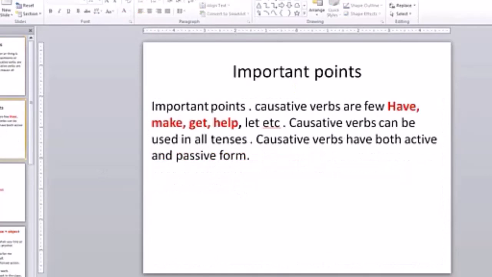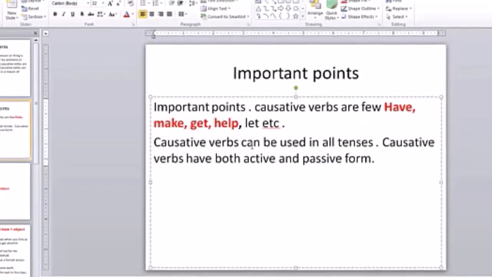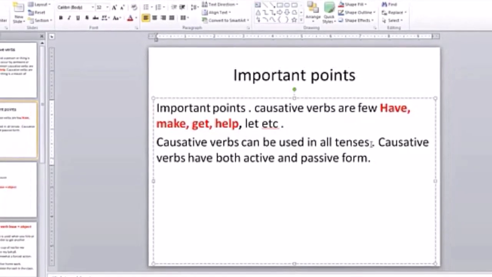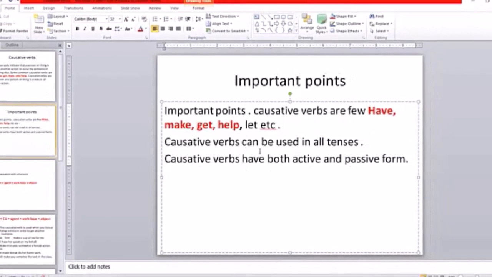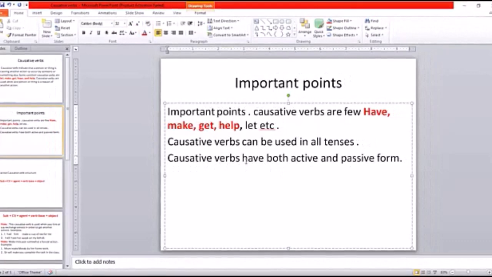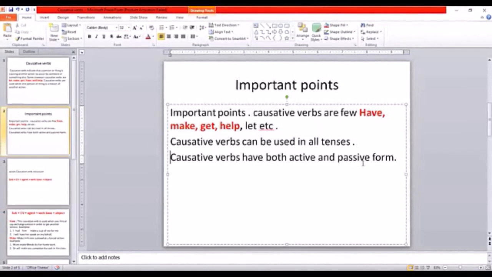Okay, let's study important points. Point number one: causative verbs, as we studied, are few. Have, make, get, help, force, let. These are causative verbs. The second point is that causative verbs can be used in all tenses. And the third important point about causative verbs is that they have both active and passive forms.